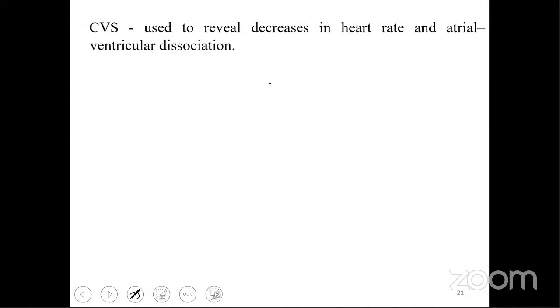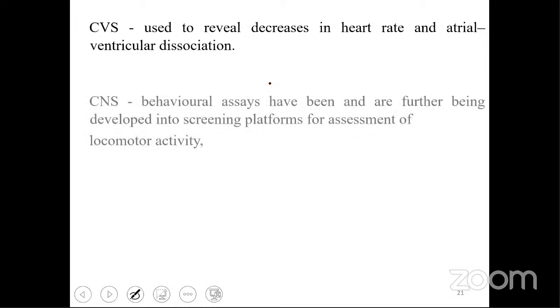The zebrafish is being used in drug discovery regarding the cardiovascular system. In the cardiovascular system, it is used to reveal the decrease in heart rate as well as atrial ventricular dissociation.